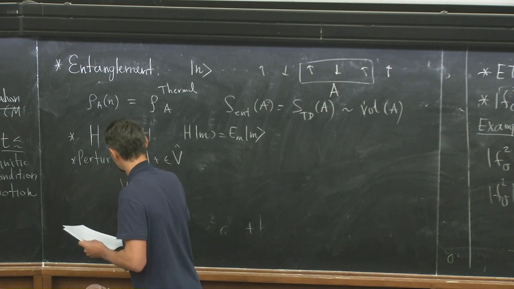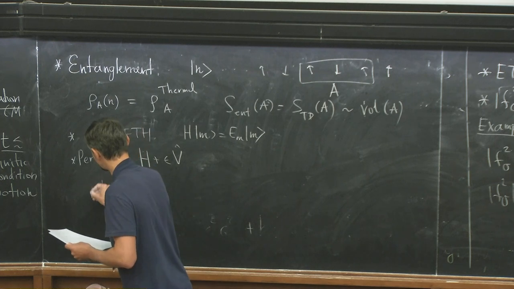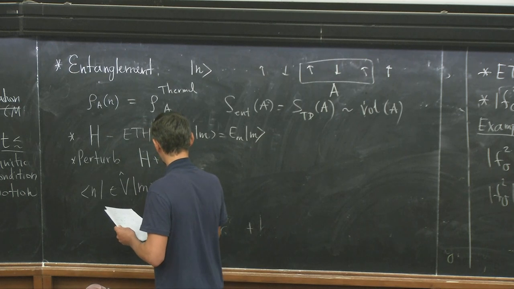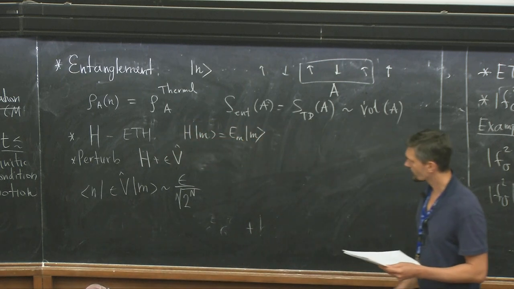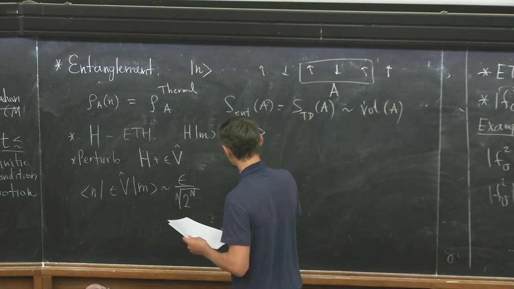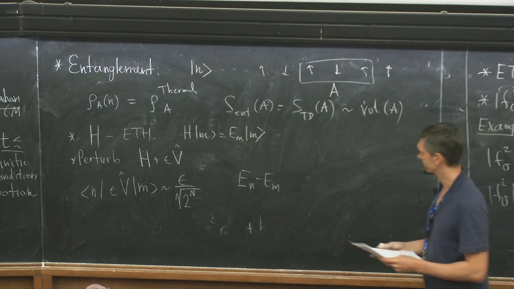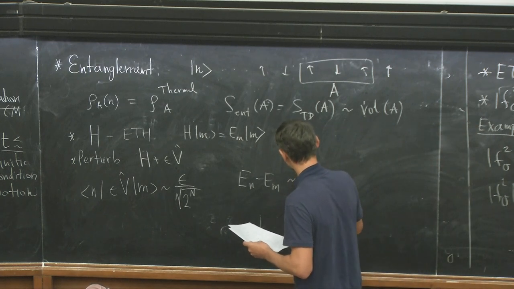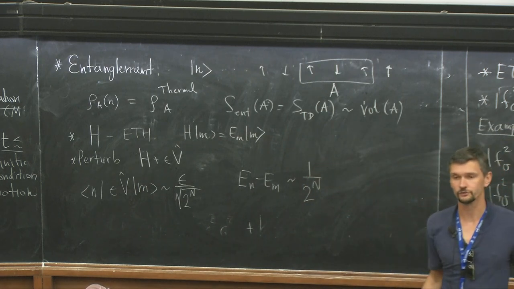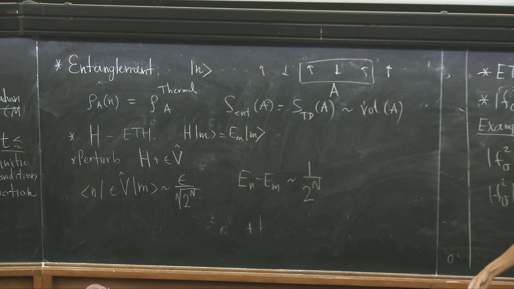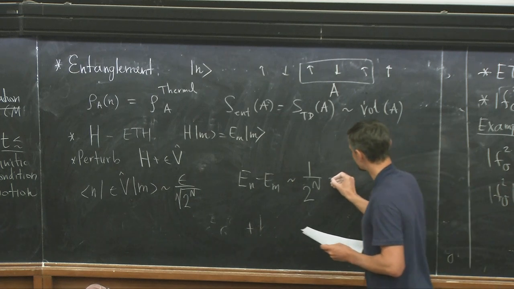the matrix element of my perturbation between two eigenstates, goes as epsilon over square root of 2 to the power n, while the smallest energy difference between the energies of E_n and E_m, so I have 2 to the power n eigenstates which are spread over energy that is only proportional to the volume of the system, only proportional to n. So this goes as something like n over 2 to the power n. So that's the level spacing.